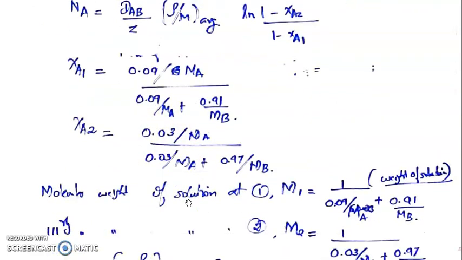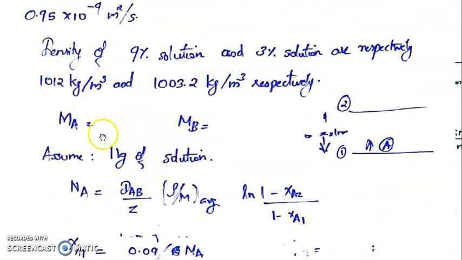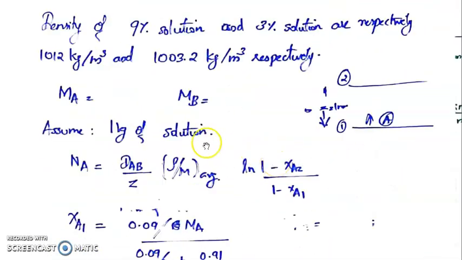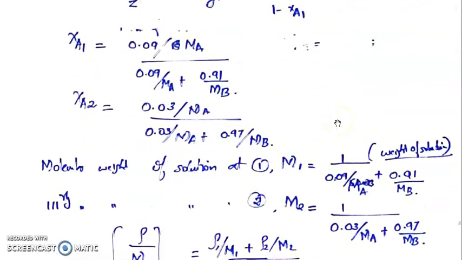Now comes the tricky part. What is the molecular weight of the solution? We have assumed the solution to be 1 kg, but it has a different composition at different locations. What we want to know is the molecular weight at different locations, that is locations 1 and 2. If we know the density and molecular weight at these locations, we can easily find the term rho by M average. This is the average value, so we need to separately calculate the rho by M values at locations 1 and 2. But let's see how we can do that.